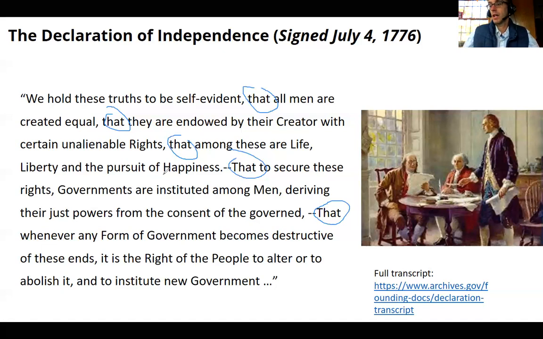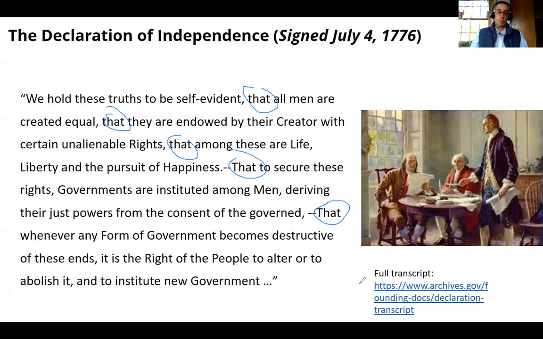That whenever any form of government becomes destructive of these ends of securing life, liberty, and the pursuit of happiness, if your government isn't doing that, it is the right of the people to alter or abolish it and to institute new government. If your government is not protecting life, liberty, and the pursuit of happiness, is not doing its job that we as humans all agree government is supposed to do, then you change your government.